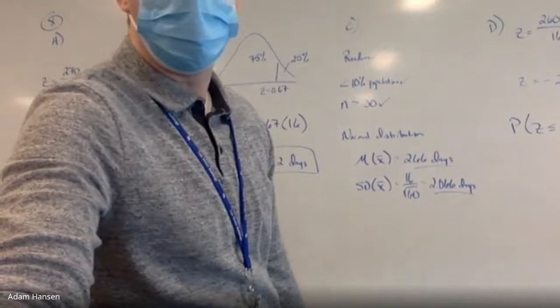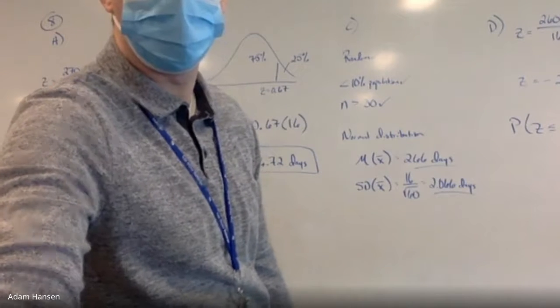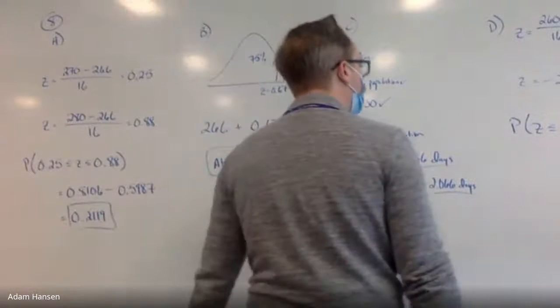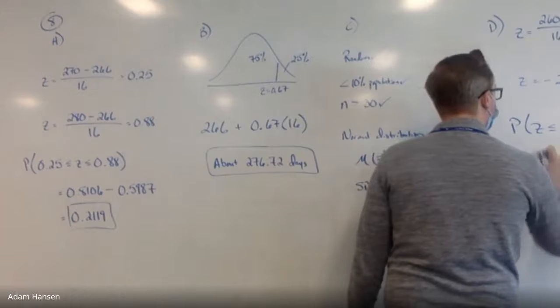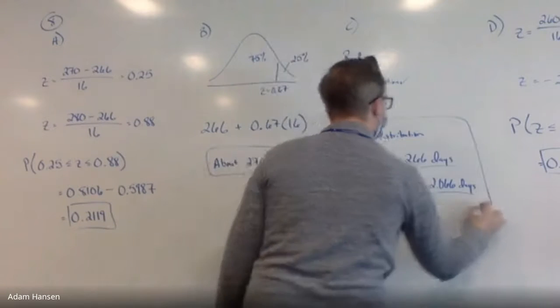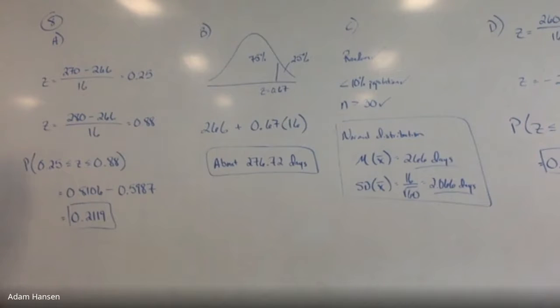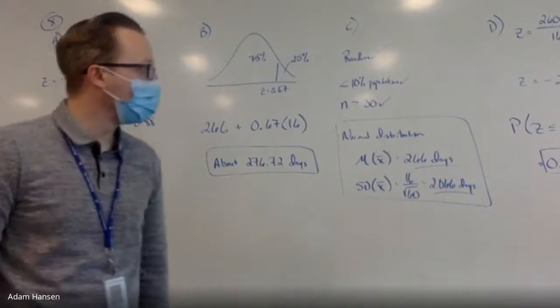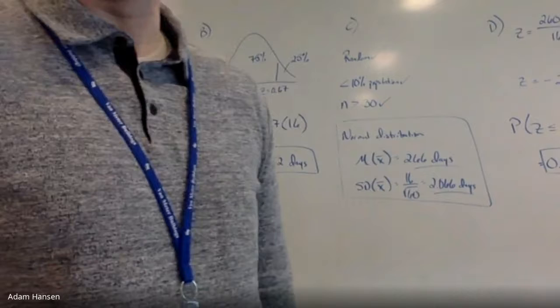Negative 2.9 gets me to what part? 0.0019. Approximately a 0.2% chance that the 60 women average pregnancy length is less than 260 days.